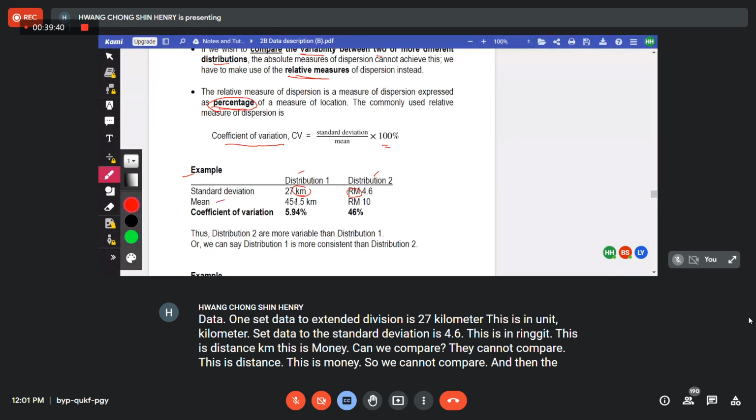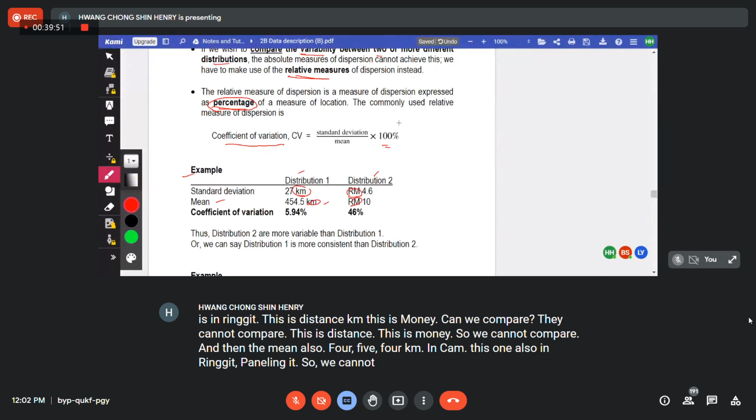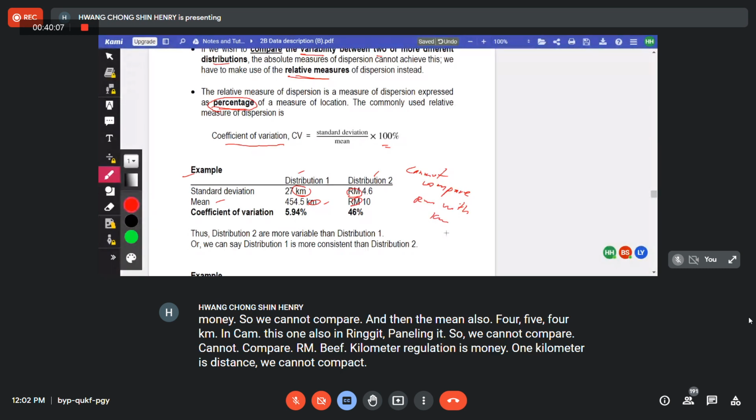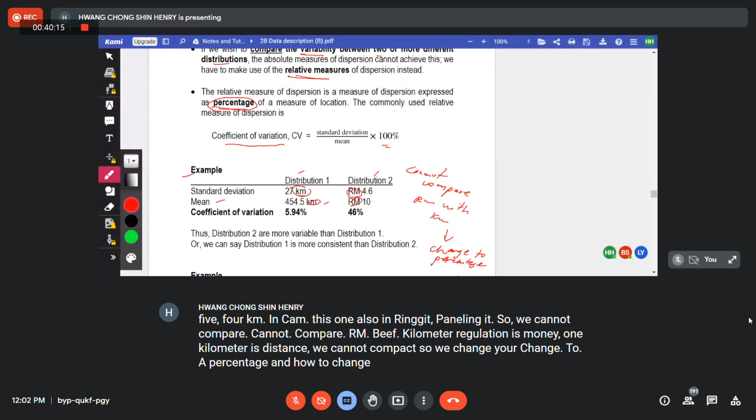And then the mean is also 454 km. For the other one, it is also in ringgit, 10 ringgit. So we cannot compare ringgit Malaysia with kilometer. Ringgit Malaysia is money, kilometer is distance. We cannot compare. So we change to what? Change to percentage. And how to change to percentage? Find the CV. Use this formula.